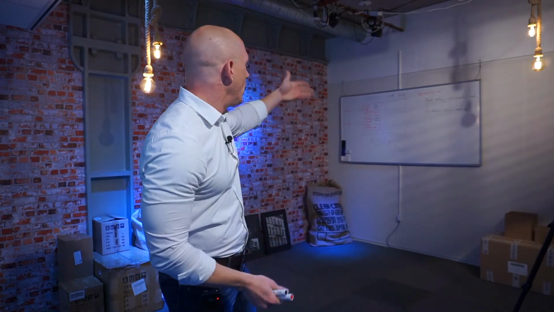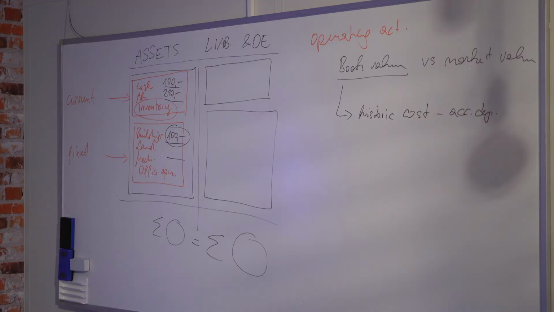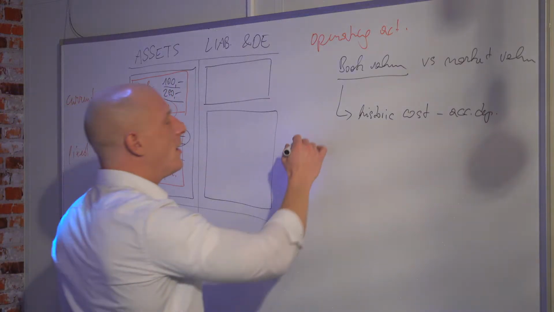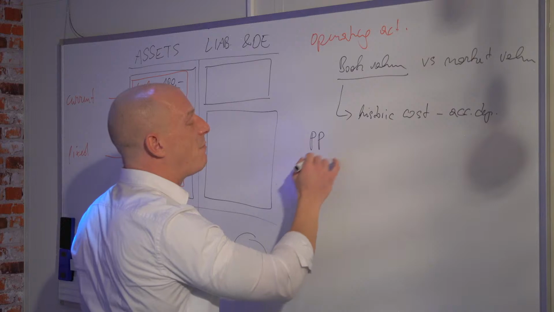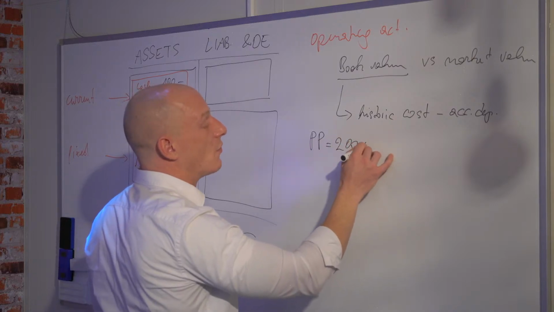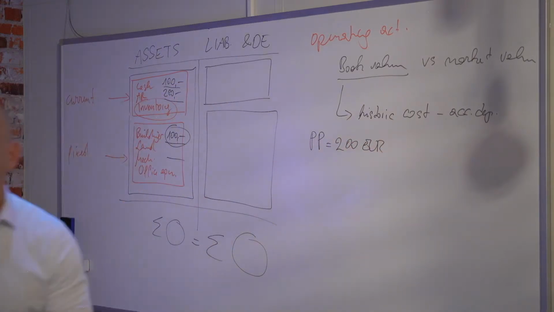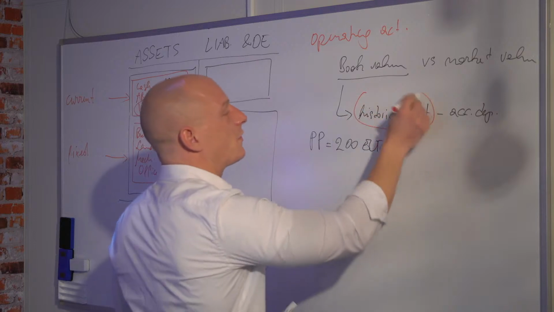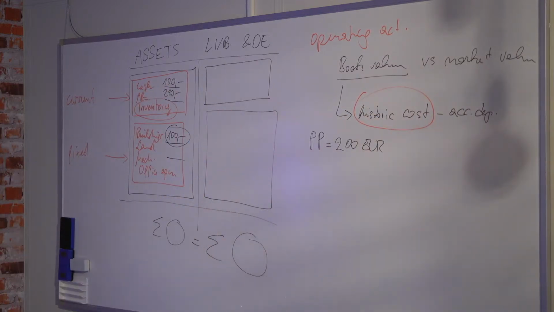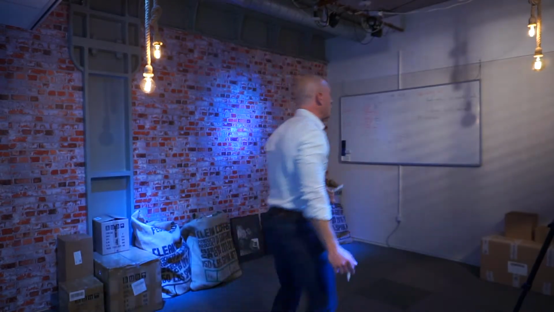So in the case of the building, I might have purchased the building, I'm just making stuff up now, the purchase price might have been, let's say, 200 euro. Okay, so that would be historic cost. That's the historic purchase price, backwards looking. And I wrote down minus accumulated depreciation. Unfortunately, we need to talk briefly about depreciation.